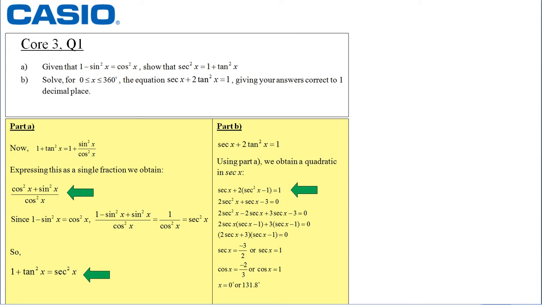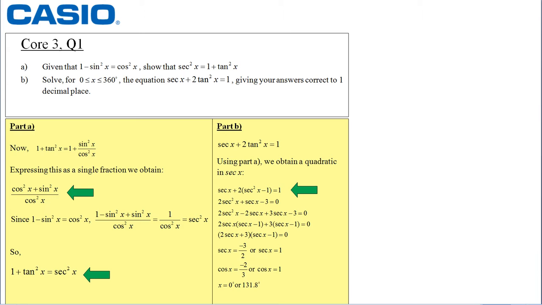Expressing this as a single fraction, we obtain cos squared x plus sin squared x all over cos squared x. Now since we have the identity 1 minus sin squared x is equal to cos squared x, this fraction reduces to 1 over cos squared x, which is equal to sec squared x, and so part A is completed.